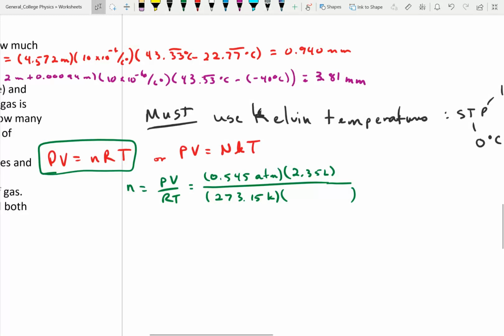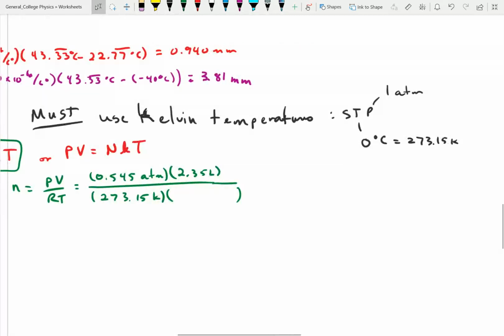Now, as I said in class, you will find multiple values for R with different units. So I'm going to look at my units here. I have atmospheres, liters, kelvins. And so I'm going to look up in the table what is the value for the ideal gas constant with atmospheres, liters, and kelvins? And what I find is R is equal to 0.082057 liters times atmospheres divided by moles times kelvins. So that's the number I'm going to put in here.